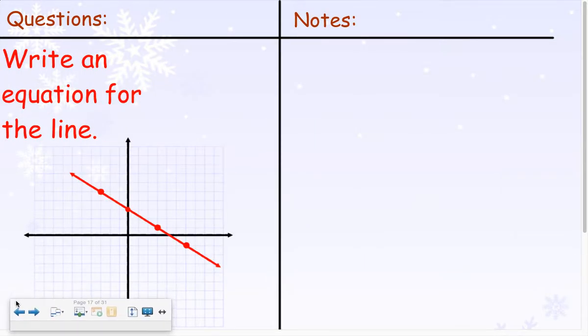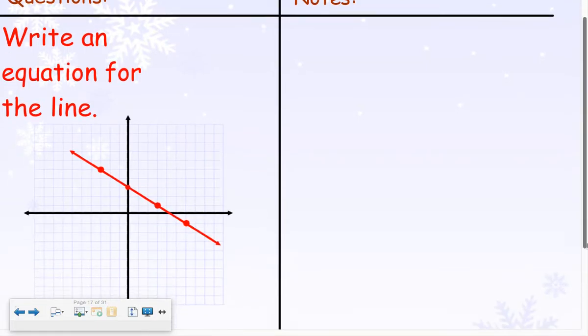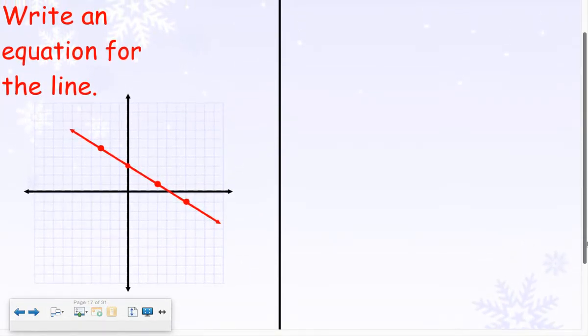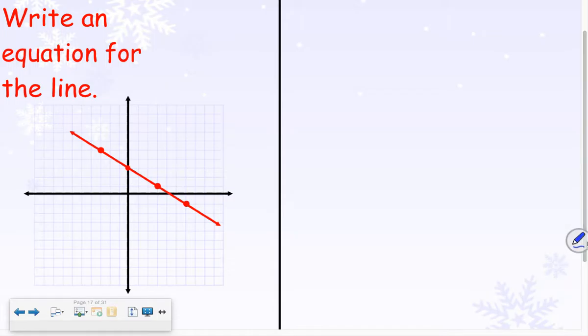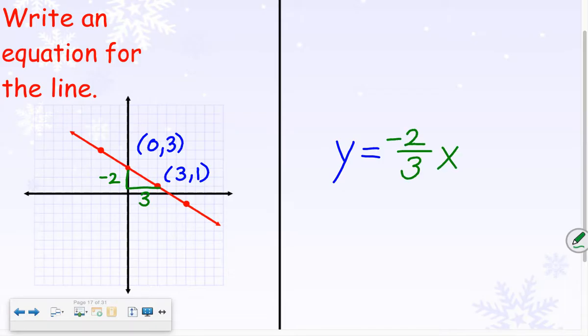All right, now I need to write an equation for the line. I'm still going to write it in slope-intercept form. So if you're taking notes on this, I would graph two of the ordered pairs, so 0, 3, and 3, 1. So I'm going to count my slope first, so I'm rising down 2, and then to the right 3. So my slope is -2/3, and then my line crosses the y-axis right here, which is at +3.